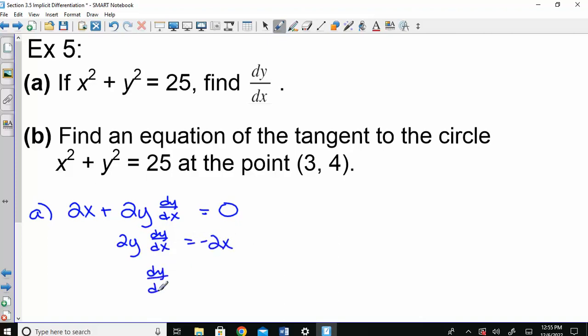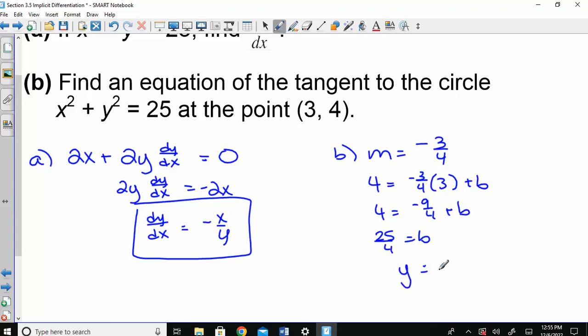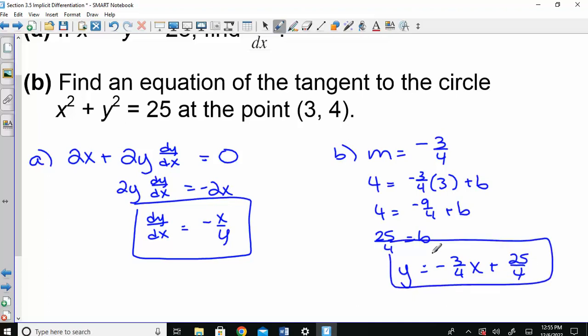Did you guys get dy dx equals negative x over y? And then part B, the equation, so the slope would be negative 3/4. Plug into y equals mx plus b. So you get 25/4. So the equation is y equals negative 3/4 x plus 25 over 4.